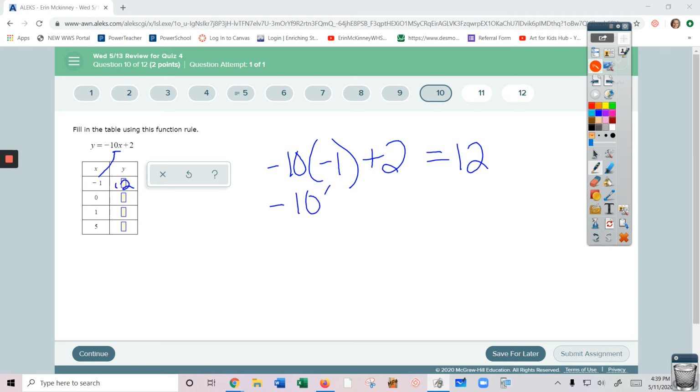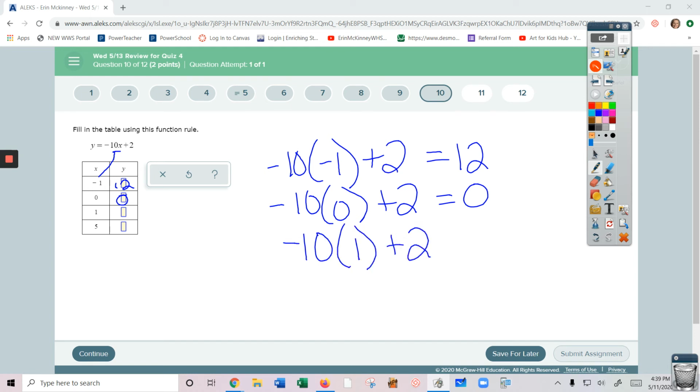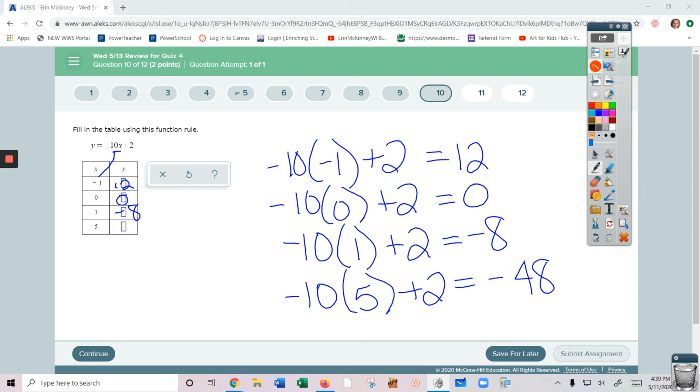So then we'd say negative 10 times 0 plus 2. Okay, that will give us 0. Say negative 10 times 1 plus 2. That will give us a negative 8. Again, you can check this in a calculator. You can pause the video at any point. Negative 10 times 5 plus 2. Okay, so negative 50 plus 2 is going to be negative 48.